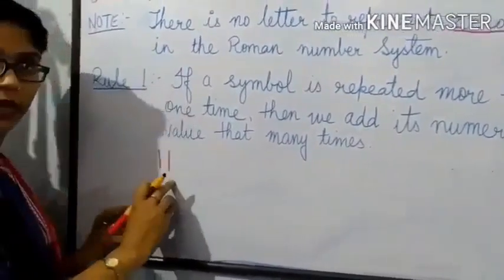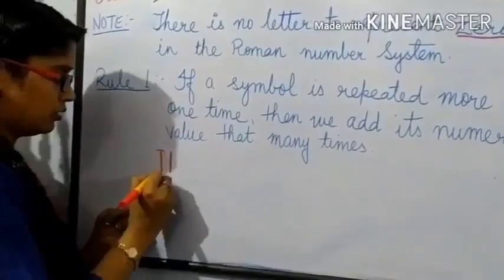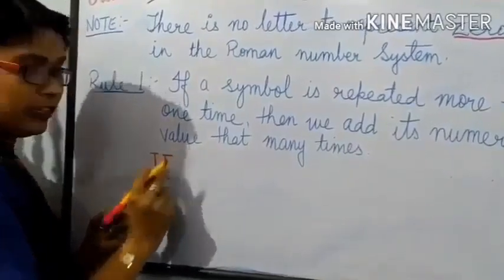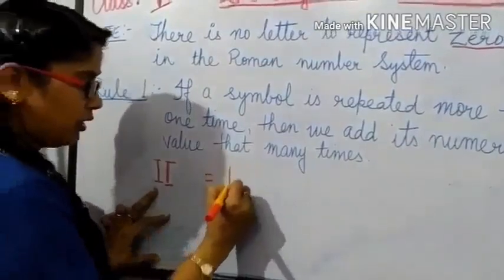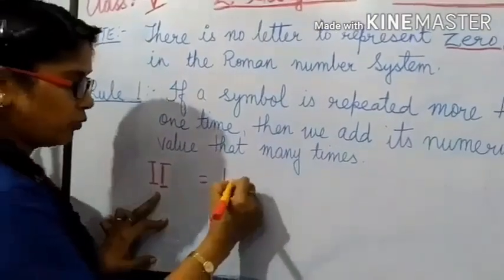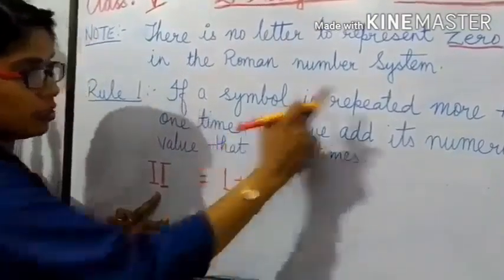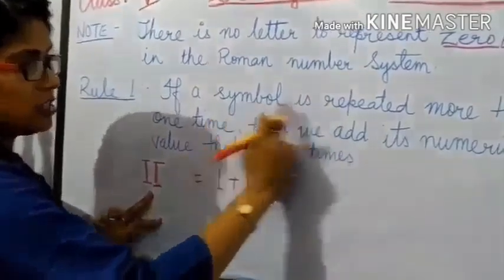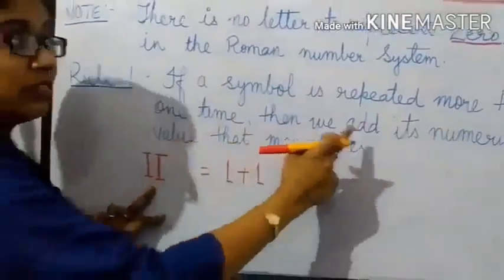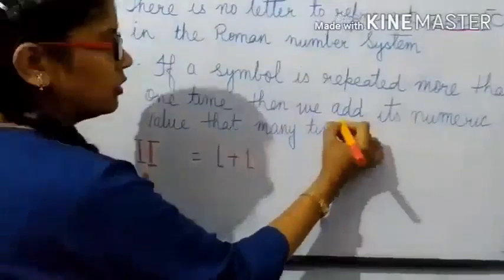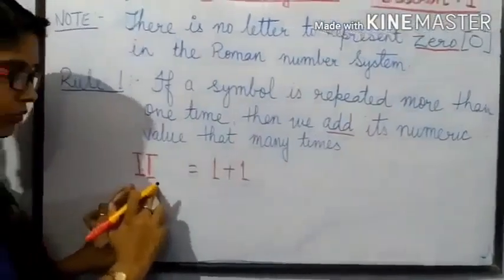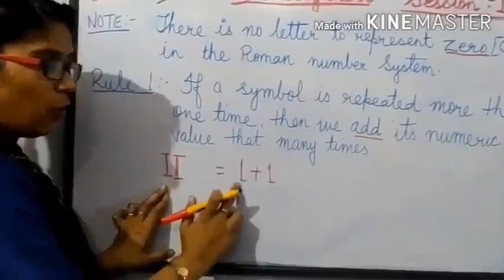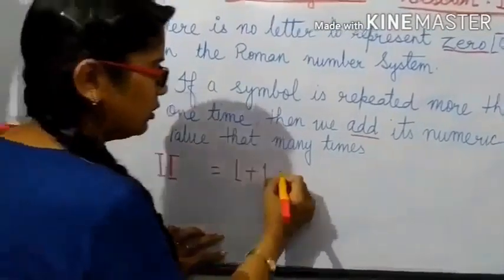Here is double I. It means it is repeated 2 times. So the value of I is 1, and again the value of I is plus 1. Because according to the rule, if a symbol is repeated more than one time, then we add its numeric value. That's why here 2 I's are given. That's why we are adding 1 plus 1 equal to 2.